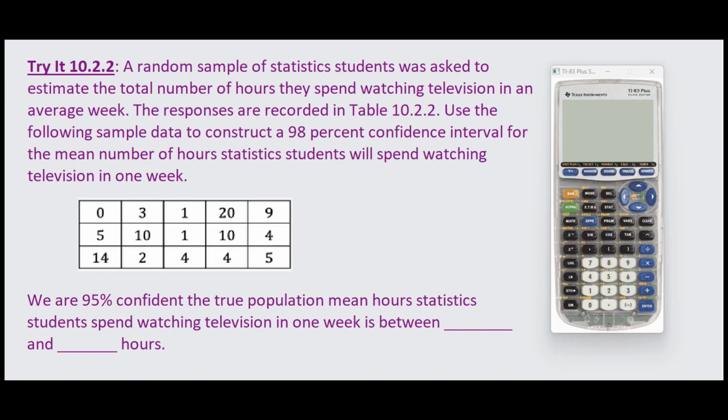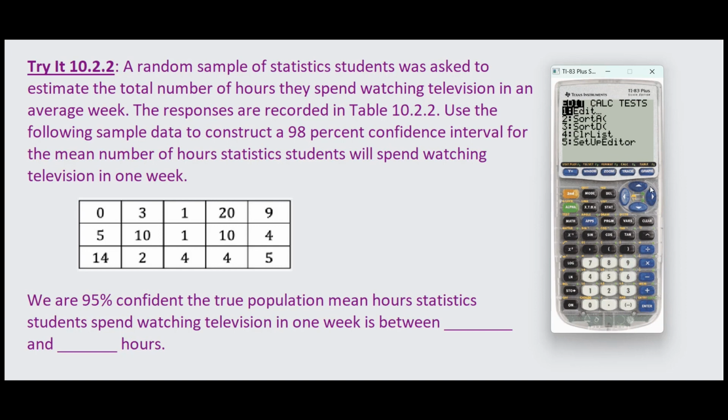And I know 15 isn't necessarily a large sample, but it is when you're trying to find all of these values by hand. So how we use our calculators to do this, again, we go to Stat, Edit, hit Enter, and then we enter in the individual values of hours of television watched in 1 week by this sample of statistics students: 0, 3, 1, 20, 9, 5, 10, so on and so forth, all the way down to the last value of 5 hours.